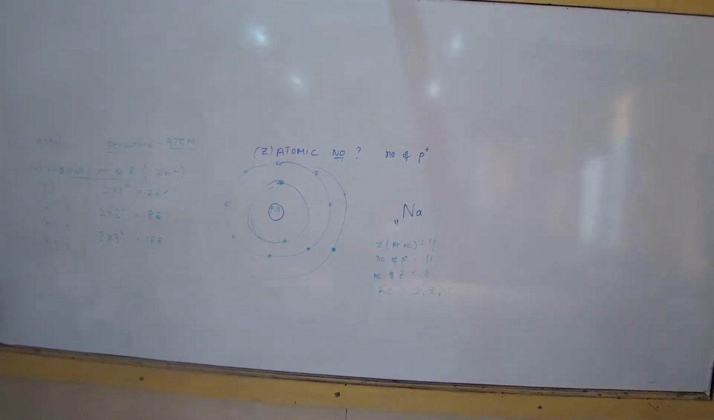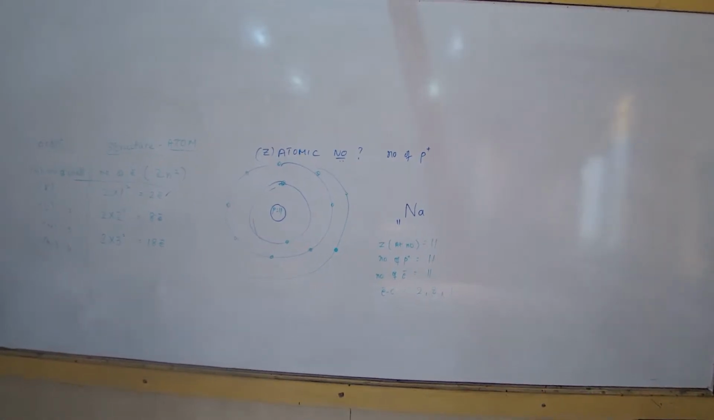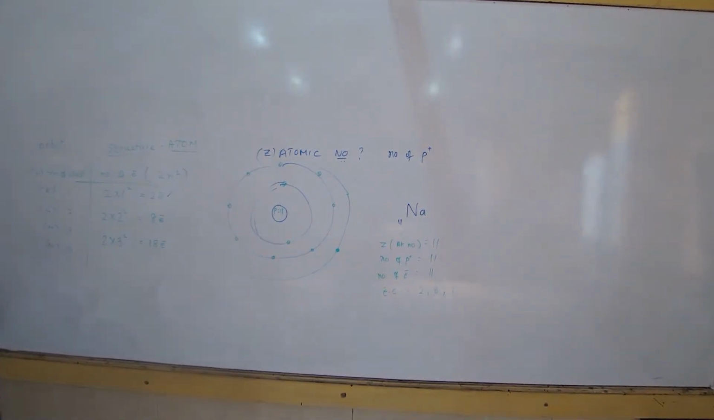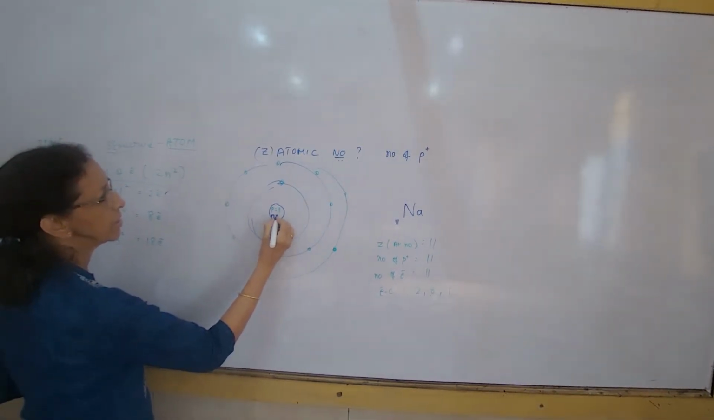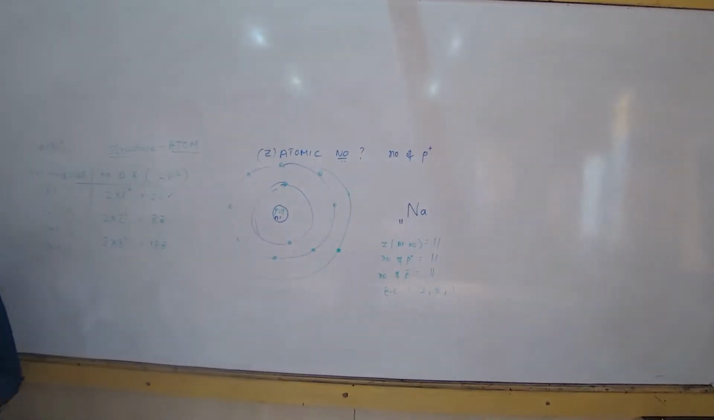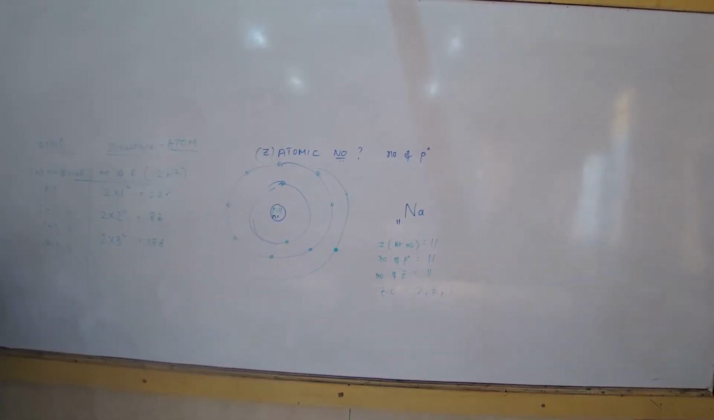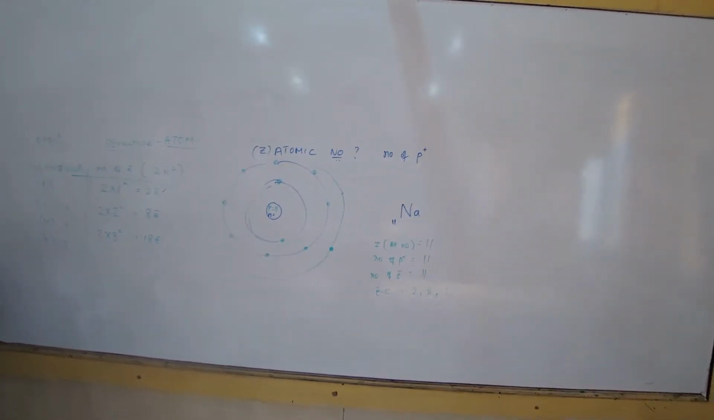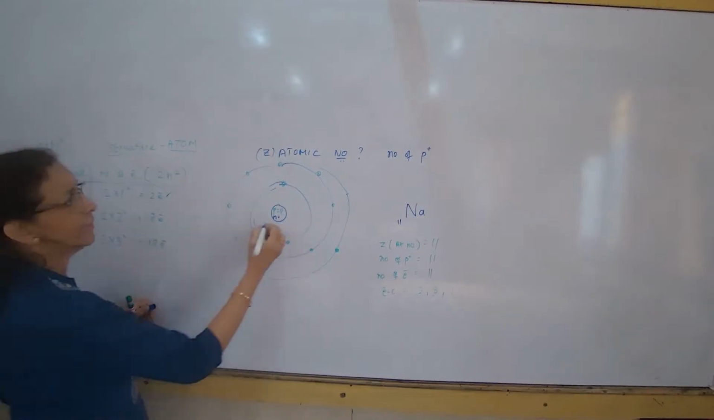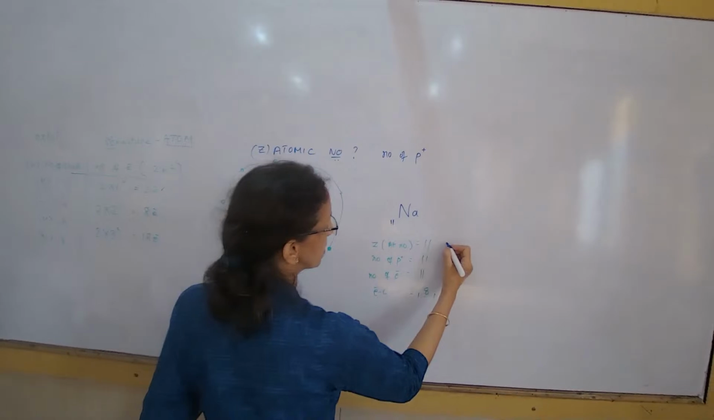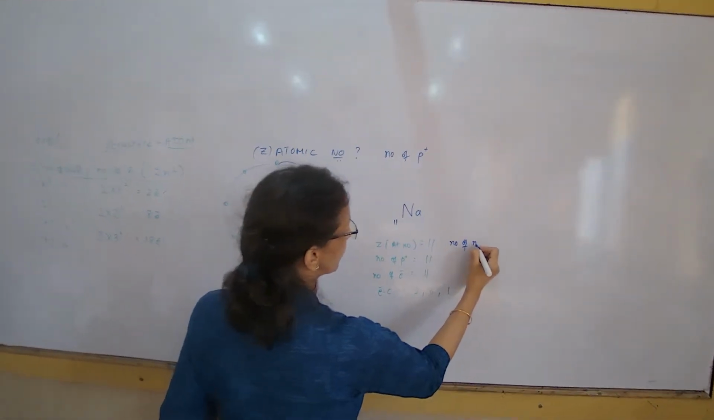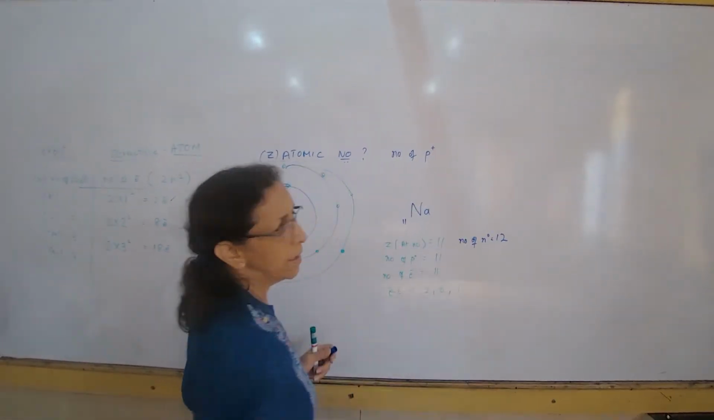What else is there inside the nucleus? Neutrons. Yes. Right now, I have not drawn the number of neutrons. A little later, I'll tell you what are the neutrons. Okay? Do neutrons have any charge? No, they don't have. For convenience sake, I'm putting it as 12. You just write down number of neutrons. Number of neutrons is 12 here.